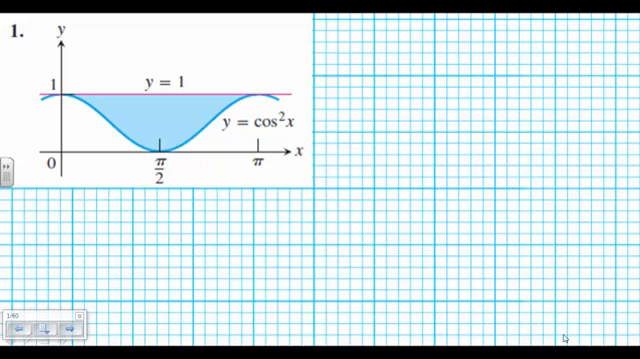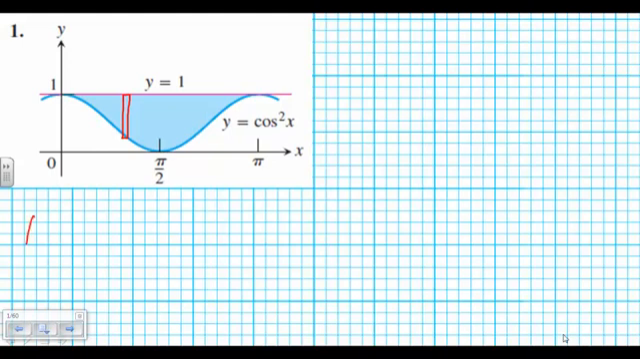This is problem number 1 from section 7.2. We're trying to find the area of this blue region, which is bounded on top by y equals 1 and bounded on the bottom by y equals cosine squared x. So I'm going to draw a typical rectangle, and that's just one of an infinite number of rectangles that fill up that space.